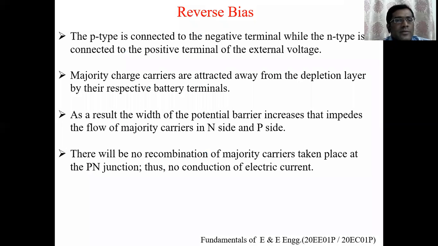And the reverse bias: the p type is connected to the negative terminal while the n type is connected to the positive terminal of the external voltage. Majority charge carriers are attracted away from the depletion layer by their respective battery terminals. As a result, the width of the depletion layer and the potential barrier increase, which impedes the flow of majority carriers on the n side and p side. There will be no recombination of majority carriers at the PN junction, thus no conduction of electric current.